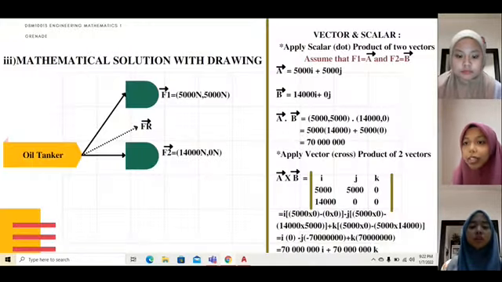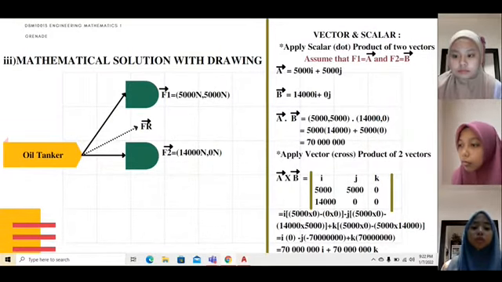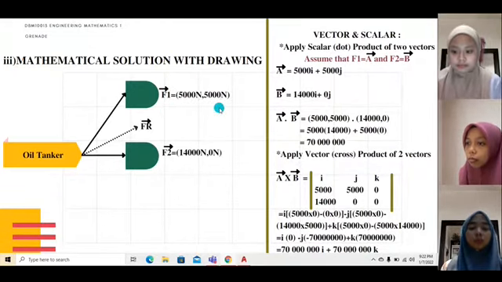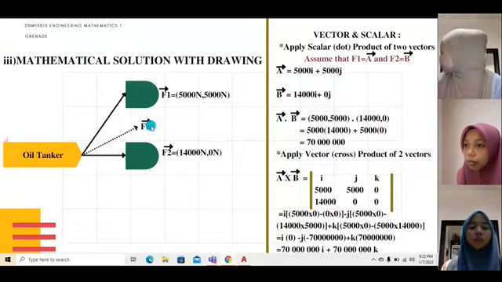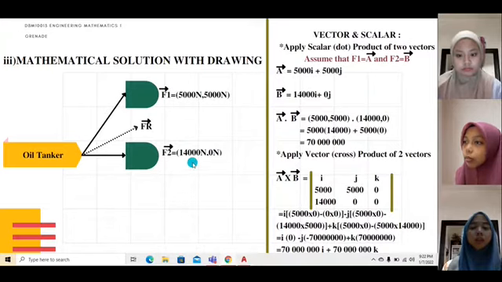So, thank you, Nureen. So now I will continue the presentation too with the mathematical solution with drawing. As we said before, the example for mechanical engineering that we have is about an oil tanker and two tugboats. So here we have F1 that has magnitude 5000 Newton for X1 and 5000 Newton for Y1. And this is the vector for the resultant force, and this is the vector for force 2 that has magnitude 14,000 Newton for X2 and 0 Newton for Y2.